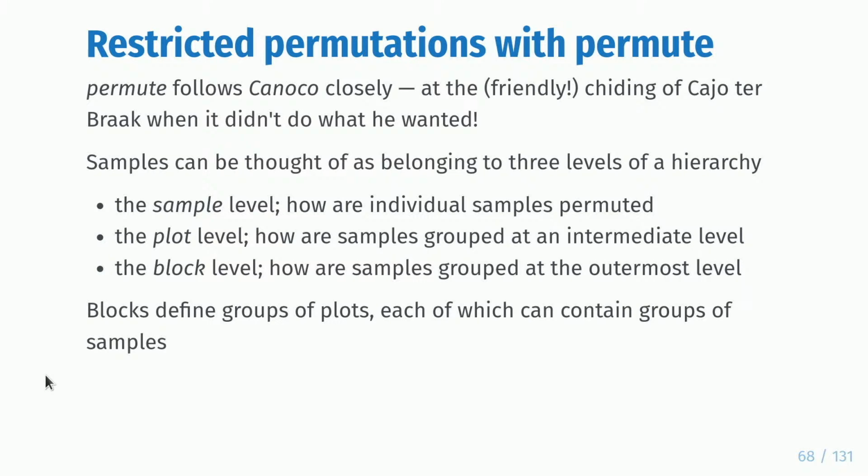So the key thing here is that we can think about our samples as belonging to 3 levels of a hierarchy. We have the sample level, and that's where we define how individual samples themselves get permuted. Then we're going to have a plot level, and these are how samples get grouped at an intermediate level. So plots can contain samples, but the plots might be permuted if we wanted to, okay? And then we have an outermost level, which is the block level, and this tells us how samples get grouped at that most outermost level, okay? Blocks contain groups of plots, and each of those plots can contain groups of samples, okay? So we have these 3 levels of the hierarchy.